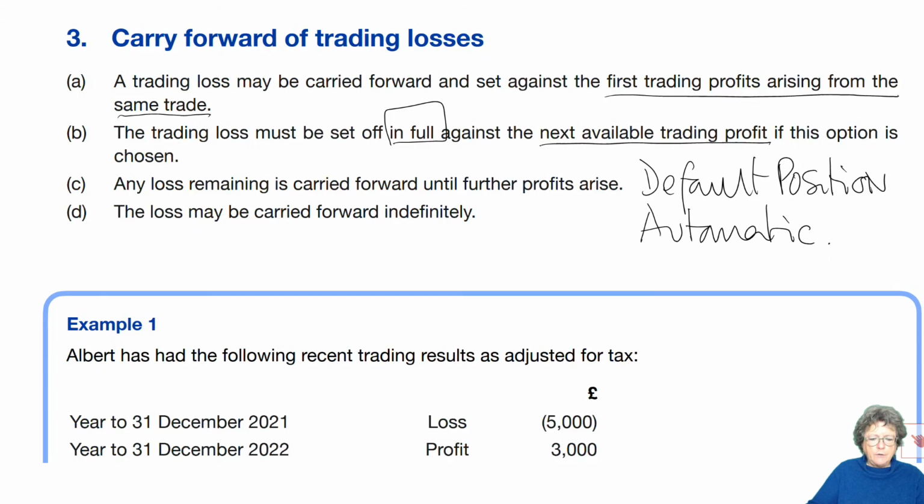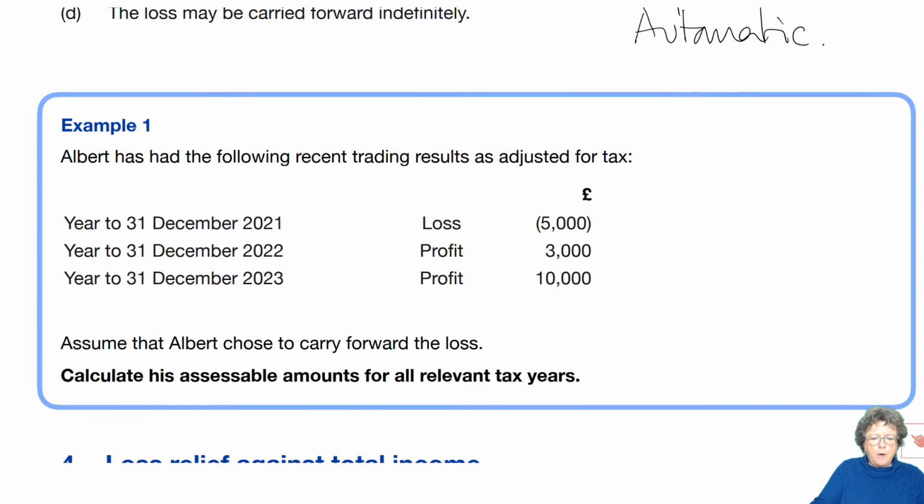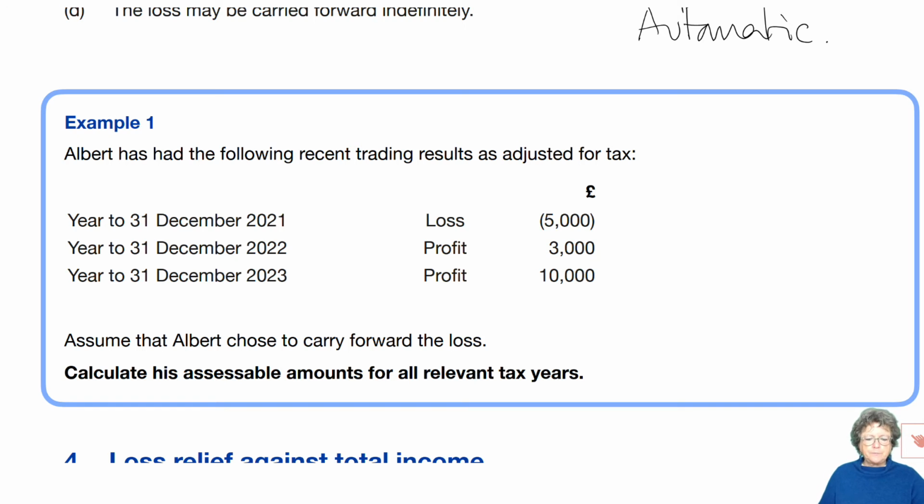So we're going to have a look at example number 1 of Albert. So Albert had the following recent trade results as adjusted for tax. So in the year to December 2021, he made a loss of 5,000.